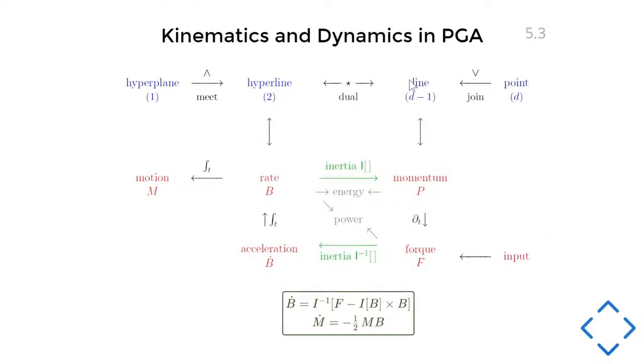Momentum and force are both join lines. Rate and acceleration are both meet lines. There is a duality map between them. If I give you a force and I give you the mass distribution, then I know this and that. And by navigating this diagram, by these two equations, I can get the ultimate motion. And this is not just algebra. This is actually the program to do it.